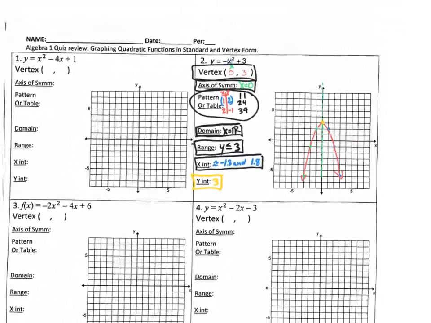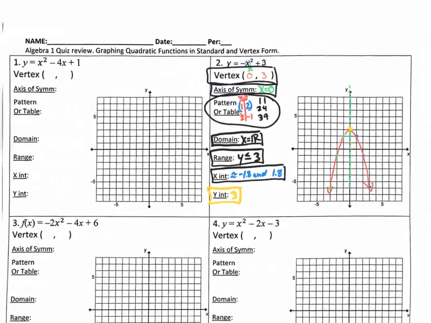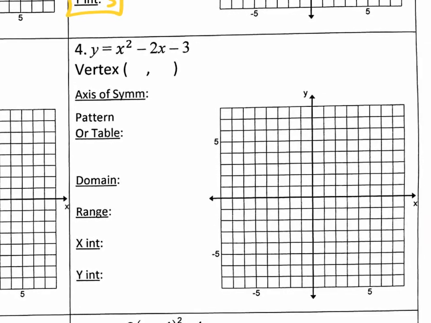So that was an example of vertex form, I guess. Let's do one where it's just standard. Number 4 is just standard. Let's do that one. I cannot see the vertex, right? There is no h and k right here. So I have to use the formula x equals negative b over 2 times a.